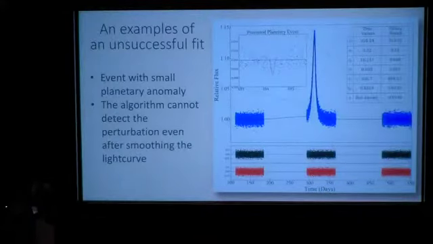Another case is where the perturbation is not large enough for the algorithm to detect it. Even though we use smoothing algorithms to get rid of the noise, in some cases the algorithm still could not find the perturbation because it was just too small. Instead, it just uses a set of noisy points as a detection, but the delta chi-squared of the two fits will be too small, and we can see that there hasn't been an improvement.